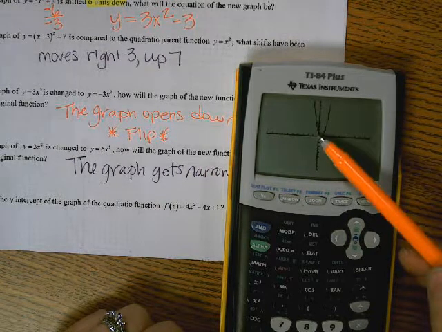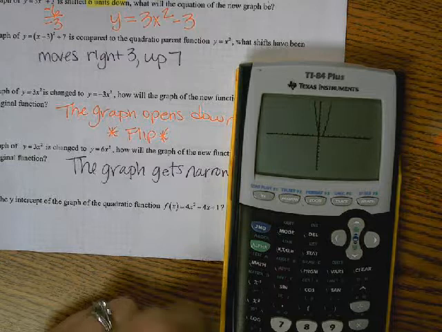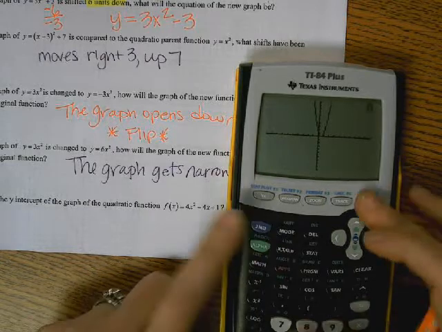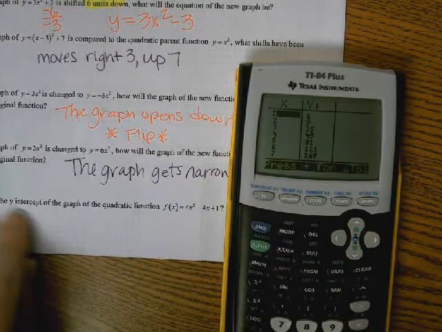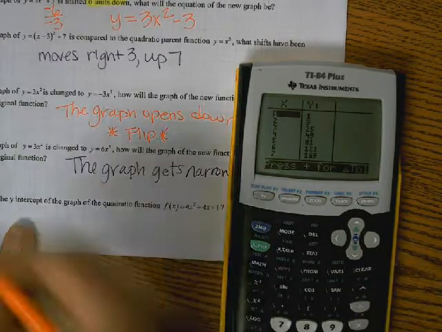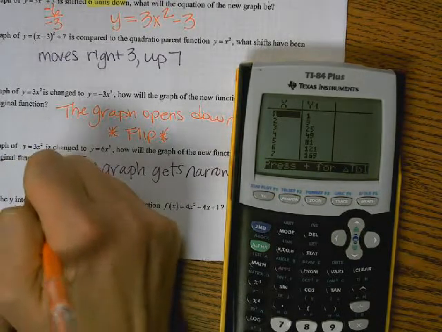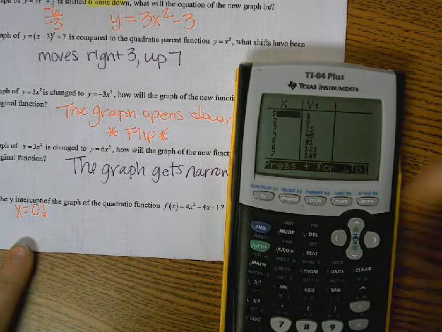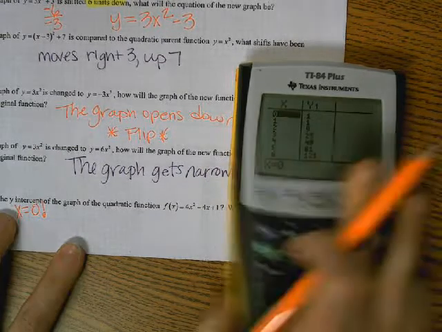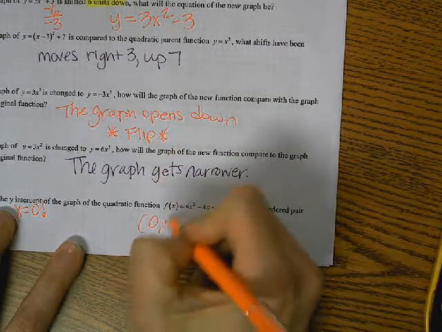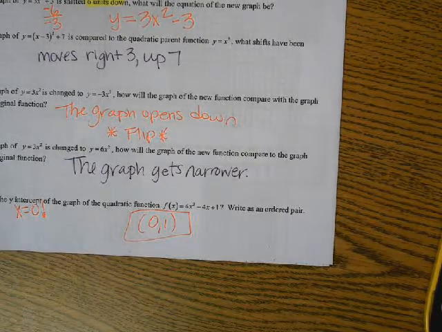Where does it intersect the y-axis? It's really kind of hard to see. Maybe I'll look at the table. Remember, y-intercept means that x is 0, right? So let's go to x is 0. Oh, 0, 1. Write it as an ordered pair.